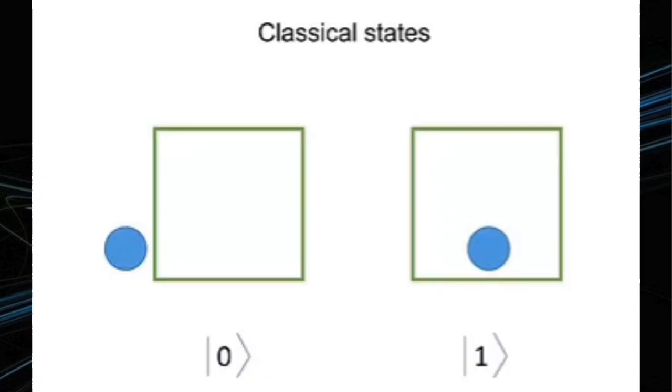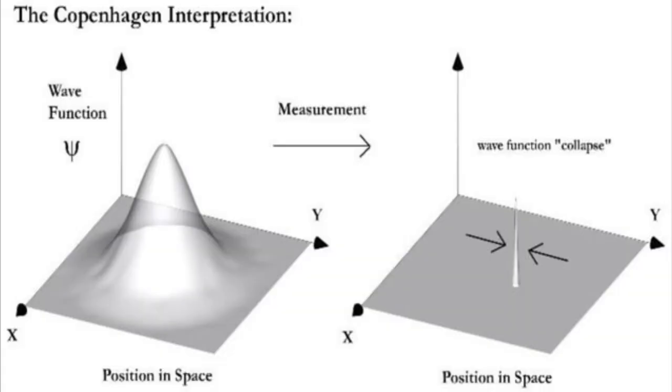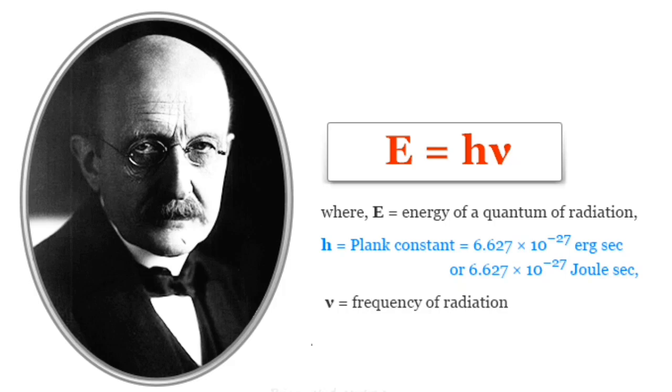A particle can exist in multiple states at once until we measure it. When we observe it, that superposition collapses into one outcome. This is called wave function collapse, and it's central to the Copenhagen interpretation. In the quantum world, our everyday ideas don't always apply. Quantum mechanics helps describe these strange behaviors, starting with Planck's idea that light energy comes in packets, or quanta.